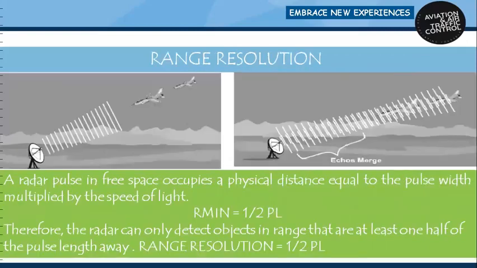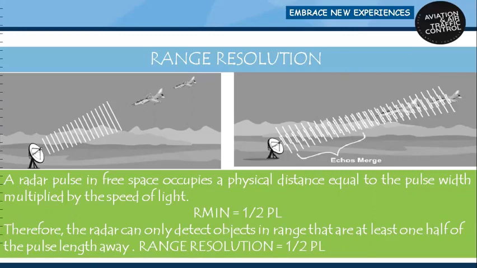Let's first discuss range resolution. If two targets are closer together than one half of this physical distance, the radar cannot resolve the targets in range and only one target will be displayed. Suppose the pulse length is increased such that the returns from both aircraft merge, and the receiver will treat these two targets as a single target.